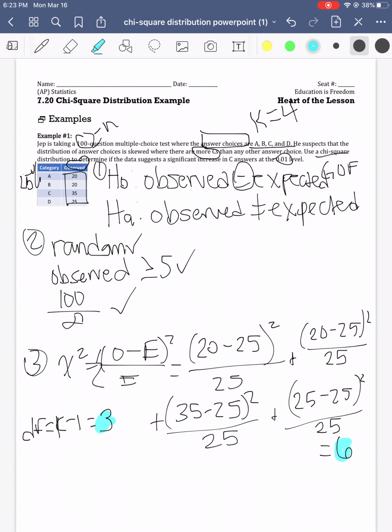So next, I need to look at my chi-square table. So go ahead and take that out so that you can follow along with me. It's in the back of your Barron's or it's on Google Classroom. So go ahead and take that out.